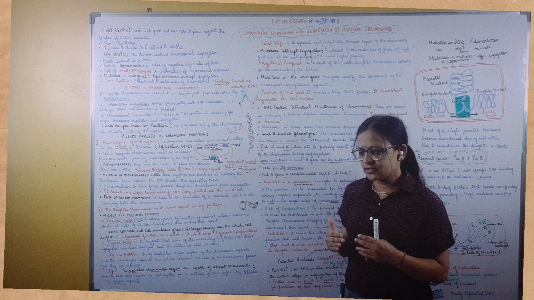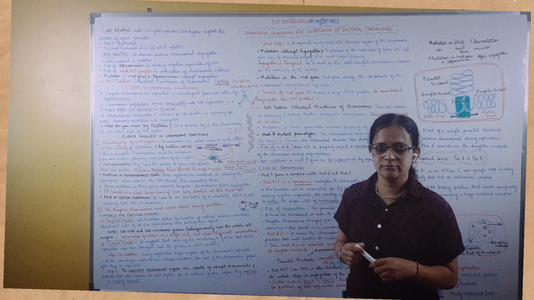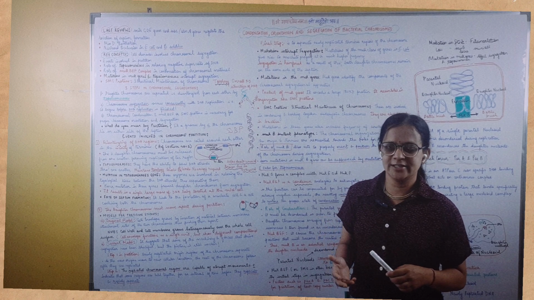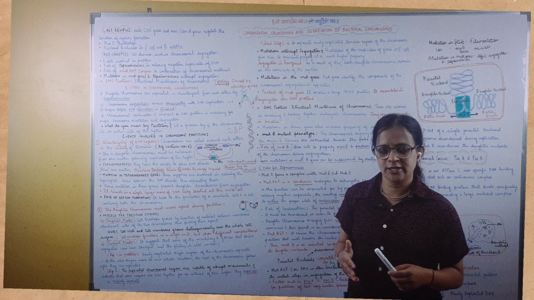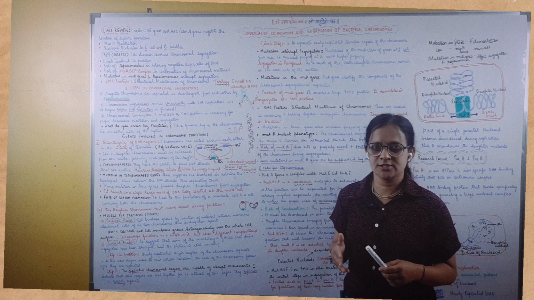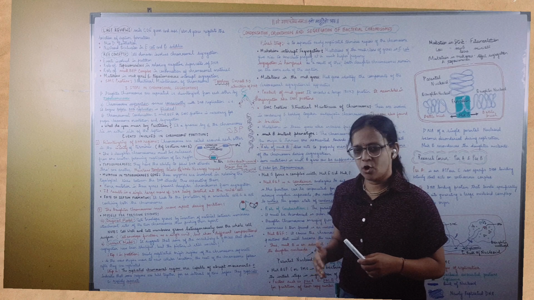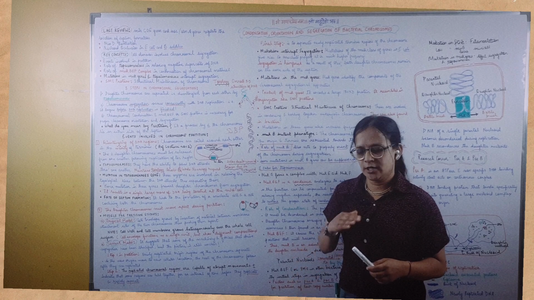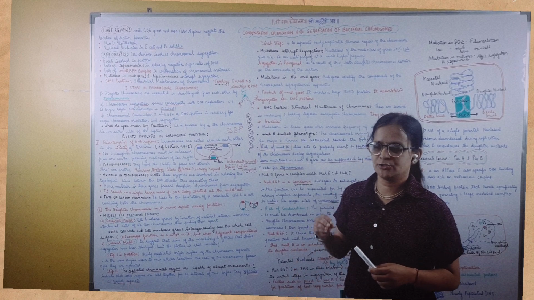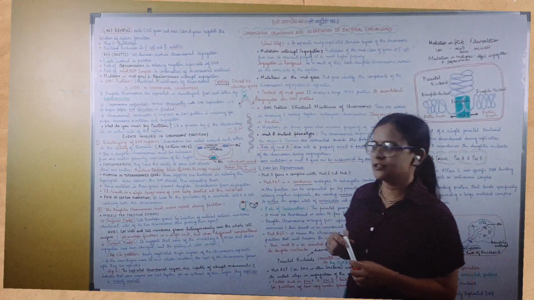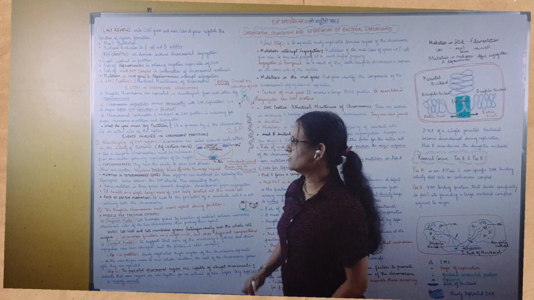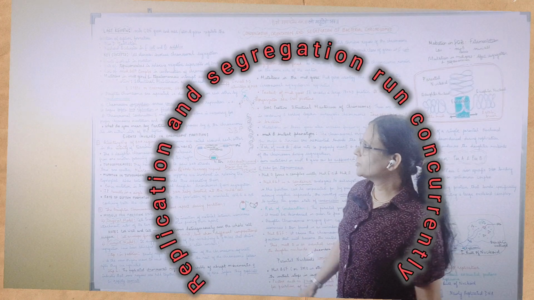You should understand that these are all in vivo processes, because in vitro, when you are studying in the lab or in glass, then you can halt the process, right? And then you can study one process at a time. But in vivo, or actually in the bacterial cell, it is a continuous process. So you need to understand that replication and segregation run concurrently, one after the other.